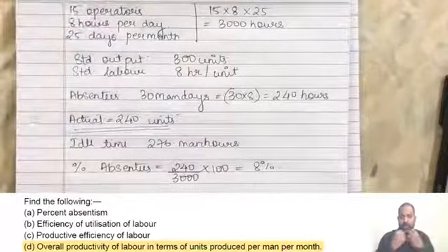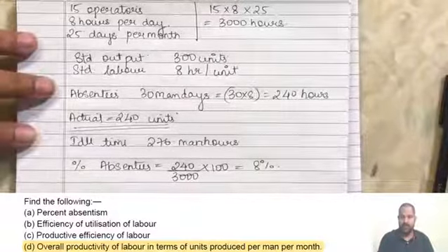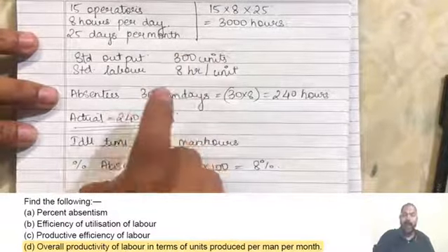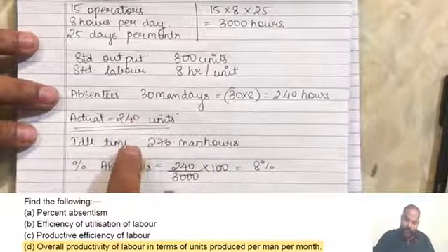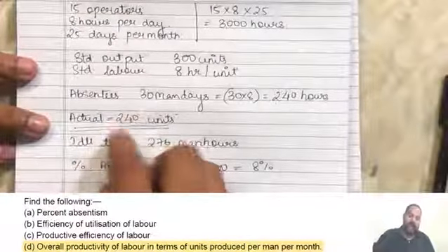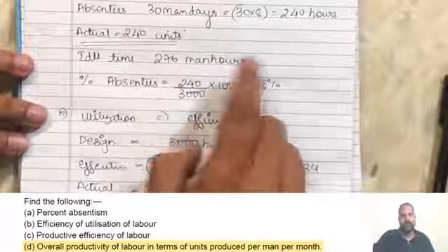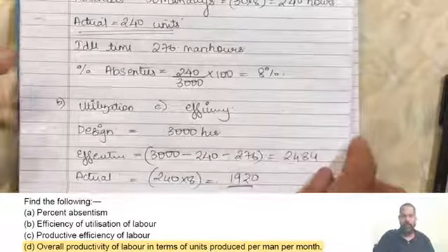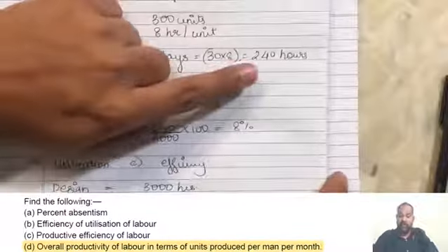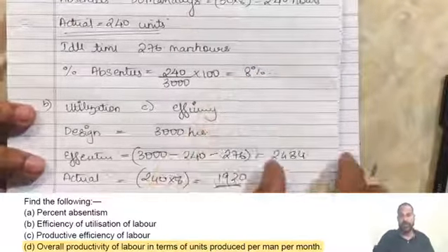I don't expect standard of 3000 because it's not compulsory that you are working for those many hours. The standard is 8 hours, but I am losing time due to absentees and I am losing time due to idle. And eventually, actually, I am getting 240. Okay. Idle time is 276 man hours. Fine. So if you are asking me percentage of absentees, 240 hours lost out of a total 3000 in absentees is a total of 8%.